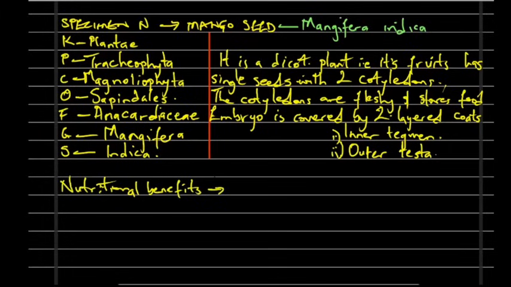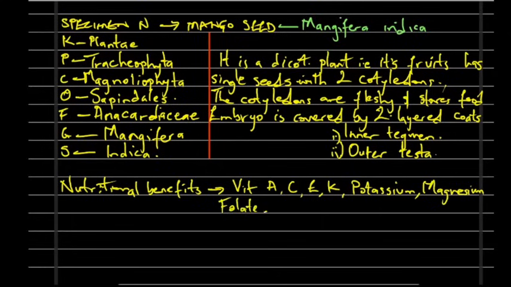it is very, very rich in sources like vitamin C. It is rich in vitamin A, vitamin C, vitamin E, vitamin K. These are some of the materials that we have in it. It also has potassium. It has magnesium. We can also see folate, choline. We can also have beta carotene in this particular fruit. So it is very, very rich.